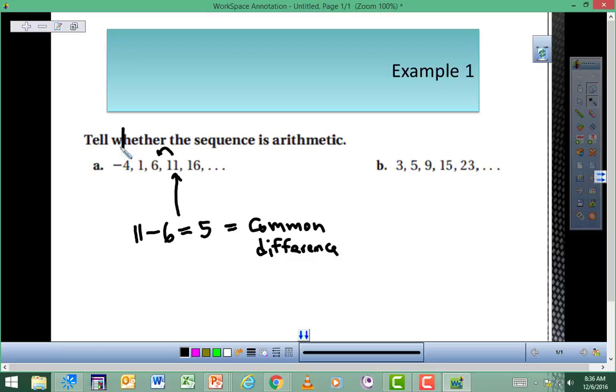Naturally you can't pick this one because there's no previous one in front of it. But you could pick this one and you get 16 minus 11, and you get 5 again. And if you pick this one, what you do is subtract the one that's in front of it, 6 minus 1, that's equal to 5. And so you can see there is a common difference. And if there is a common difference, then we say it's arithmetic.